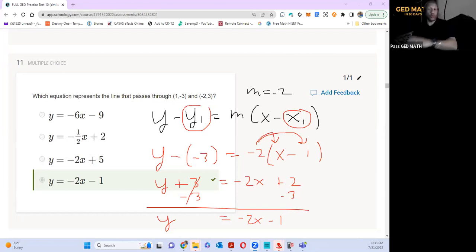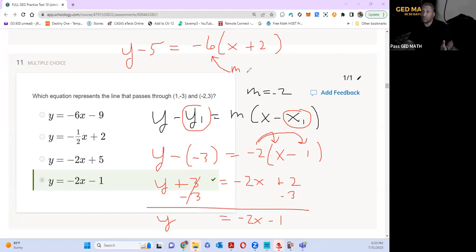Why it's called point slope is because if they give it to you in this way, you can tell what the point is and what the slope is. So if you ever see an equation that has, I'm just going to make this up, y minus 5 equals -6 times x plus 2, right away I know that's my slope. So if they ask you for the slope, it's -6. It's nothing for you to do.